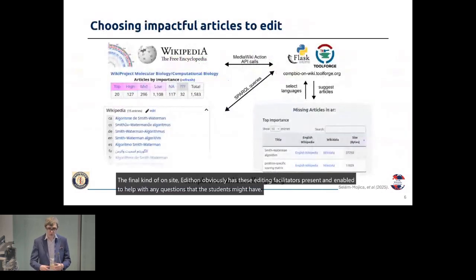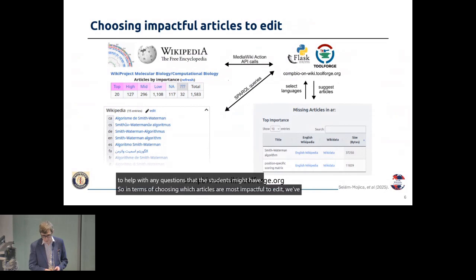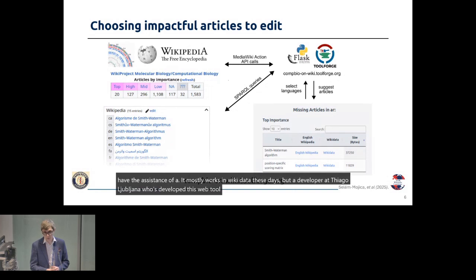So in terms of choosing which articles are most impactful to edit, we've been very lucky to have the assistance of a developer, Tiago Lubiana, who's developed this web tool which identifies articles which are missing in non-English languages. It mostly works in Wikidata these days.